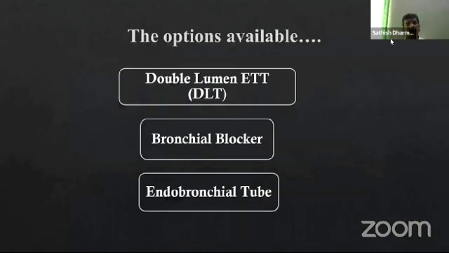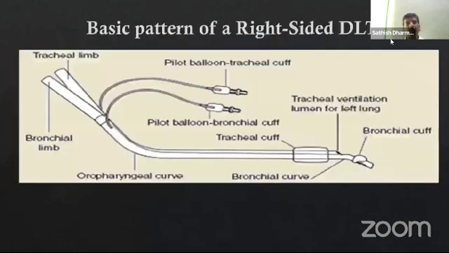We have various options, and the first and foremost is the double lumen endotracheal tube, which is the gold standard. Other options are bronchial blocker and endobronchial tube. What is a DLT? DLT is two tubes bound together with an oropharyngeal curve and a bronchial curve, with two cuffs and two balloons for each cuff. One is called the tracheal limb, another one is called the bronchial limb. These curves are very useful to facilitate the intubation into the endobronchial area.